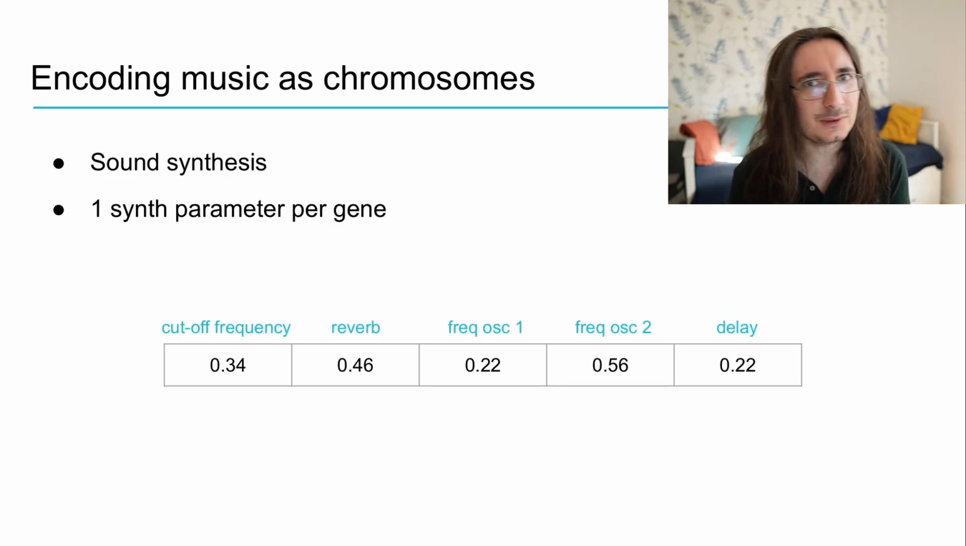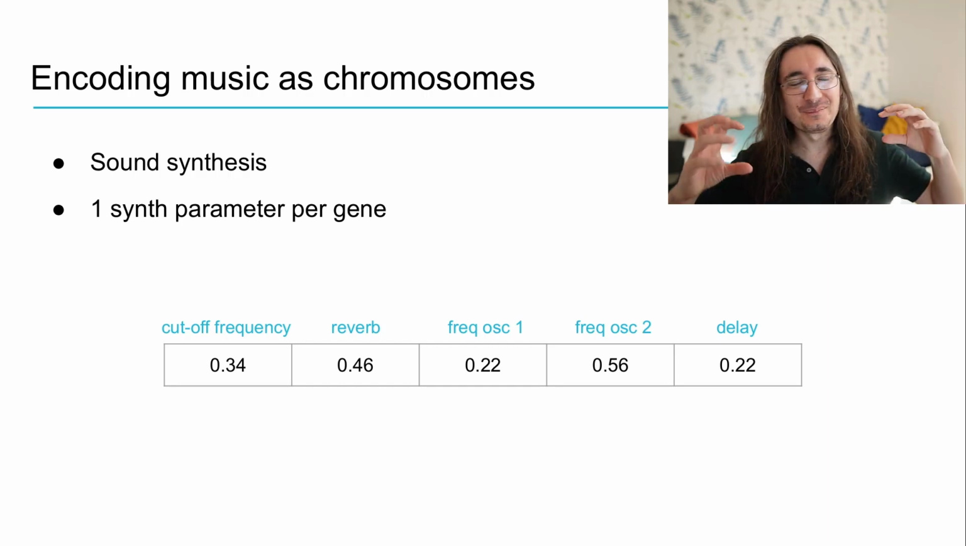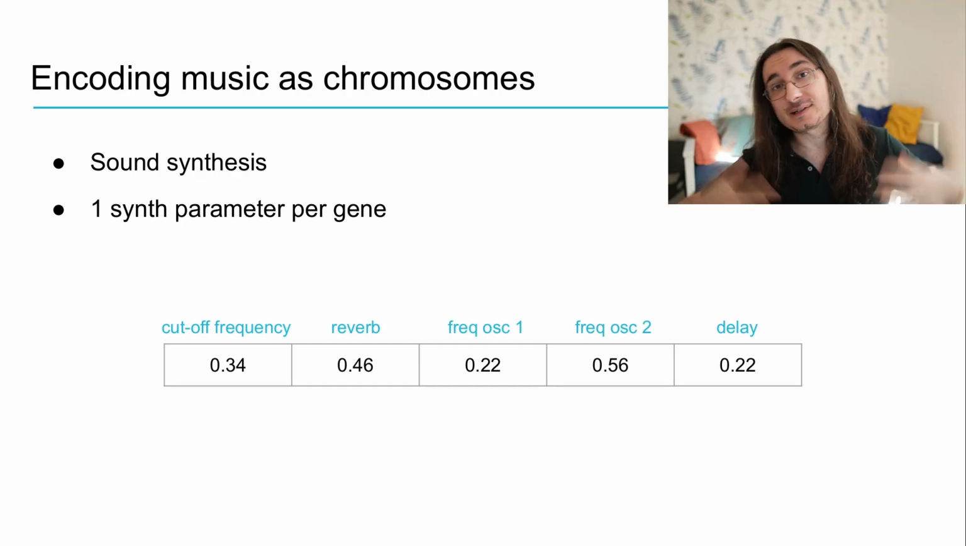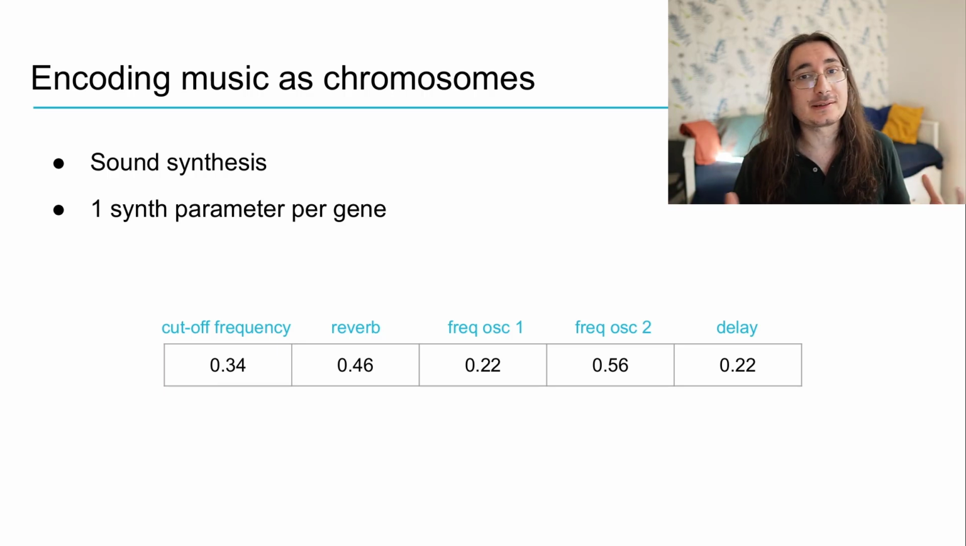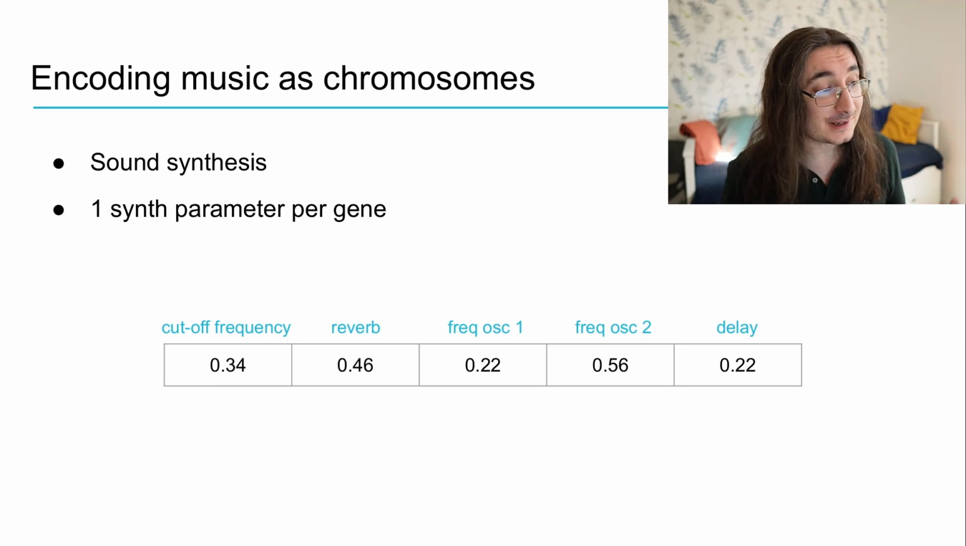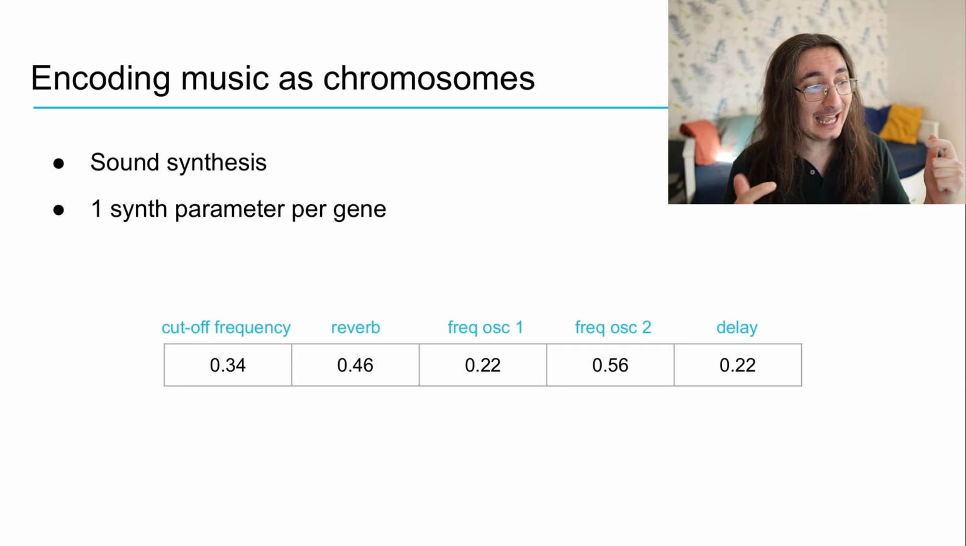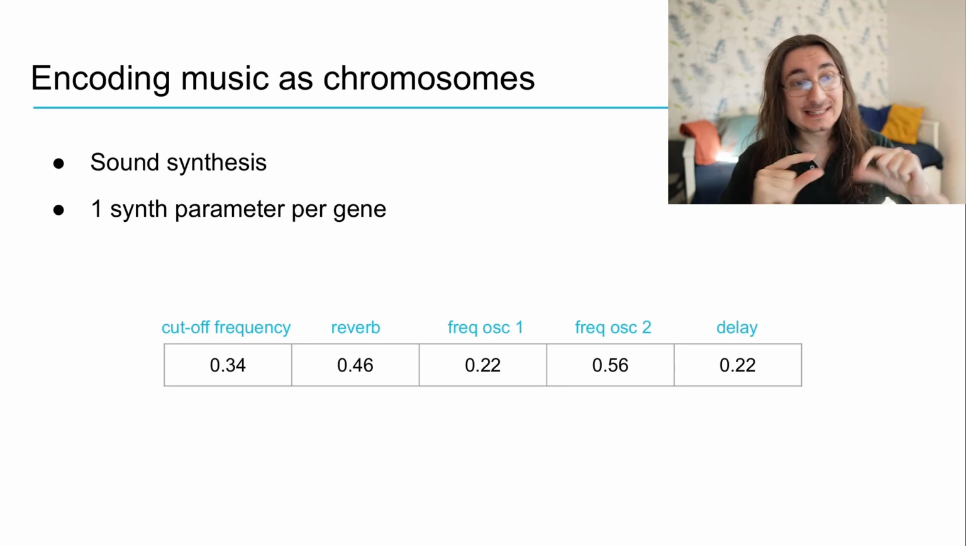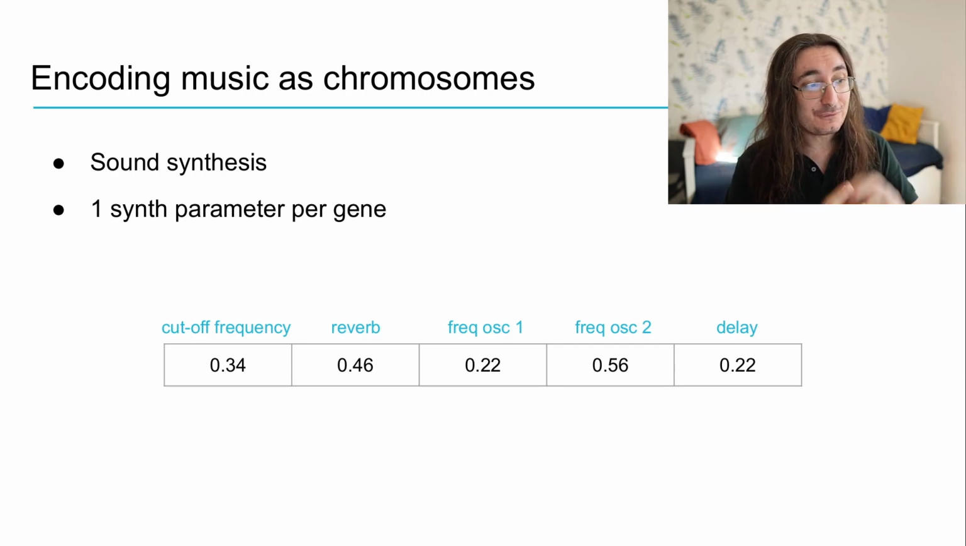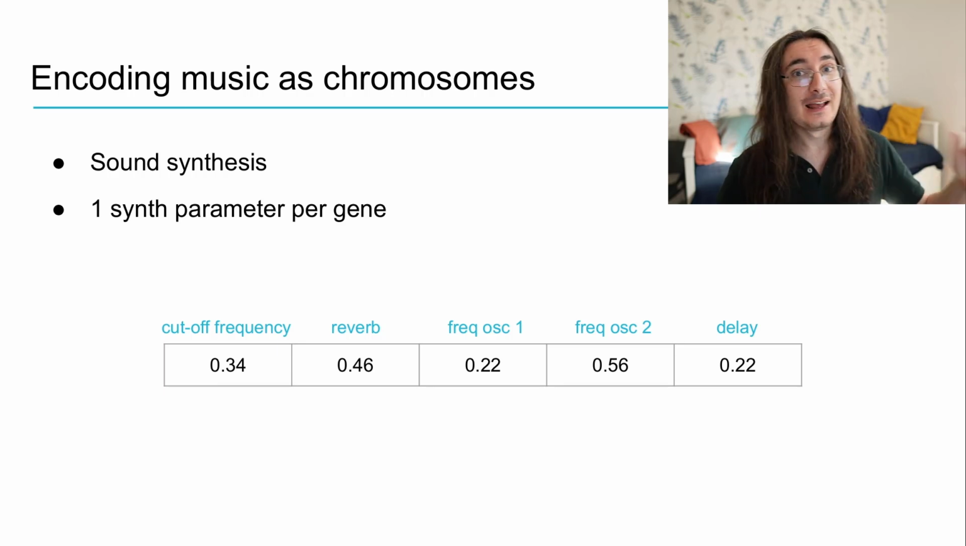Sound synthesis. This one is particularly interesting, and I've played around with this quite a lot in my career. So basically what you do is you say you have a synthesizer, of course a modular synthesizer. A modular synthesizer is going to have a lot of different parameters. You can encode sound as the different parameters that you have for that synthesizer.